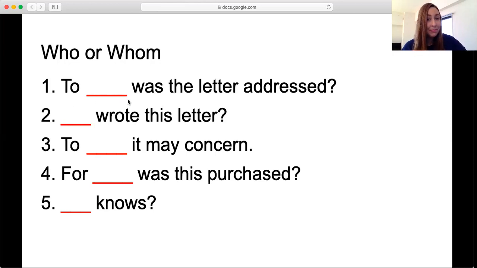To was the letter addressed? To who was the letter addressed, or to whom was the letter addressed? So if you can, leave your answer. Oh, good job. Awesome. So if we replace this word, we could say the letter was addressed to her. The letter was addressed to him.